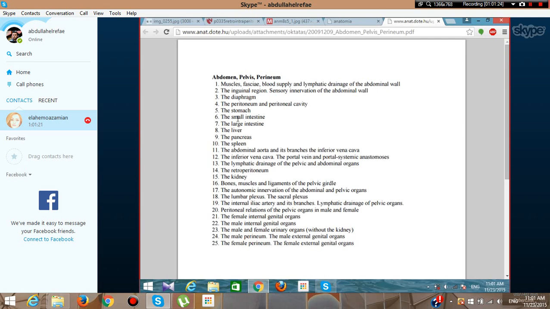Then here you have the organs. We did the anatomy of the organs before, and today, or the last lesson, we did artery, veins, lymphatic drainage, innervation. So stomach, small intestine, large intestine, liver, pancreas, spleen. Abdominal aorta and its branches, we did last time. Inferior vena cava, how it is formed, what drains into inferior vena cava. Here again, inferior vena cava, then portal vein. And portal system anastomosis. This is portocaval anastomosis.